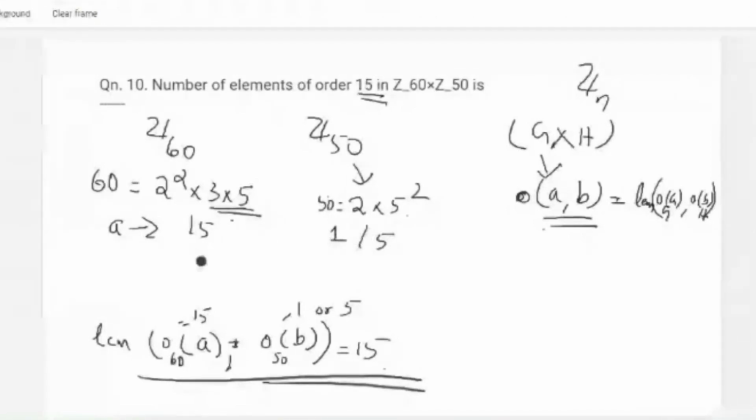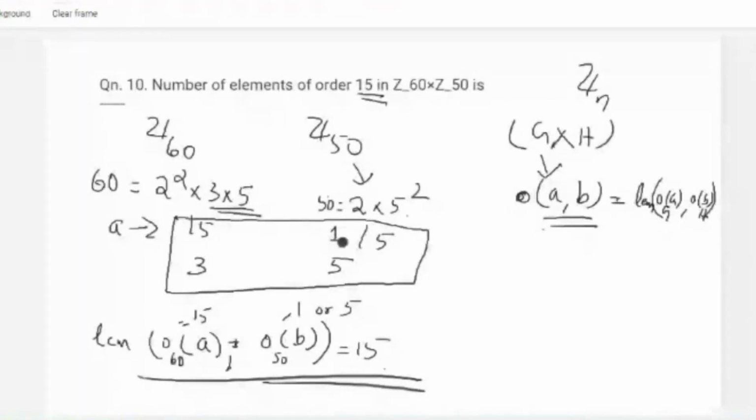Now another choice is an element of order 3 from Z60 and an element of order 5 from Z50. So these are the choices: 15 with 1, 15 with 5, 3 with 5.